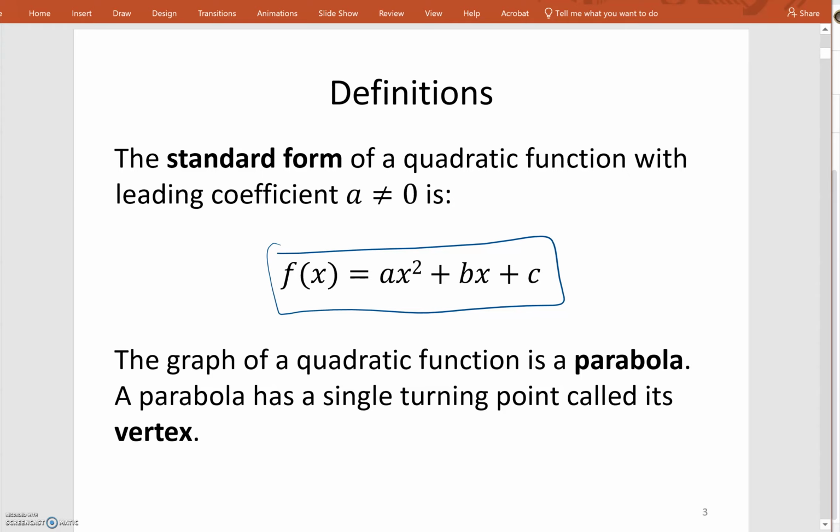If you graph this, you come up with this nice figure, which basically either looks like this or looks like this, one of these two, and that's called a parabola. So this is an upwards parabola, this is a downwards facing parabola. The parabola has a single turning point, which is called the vertex.